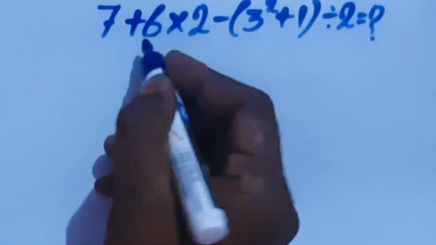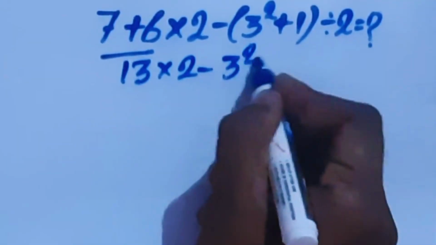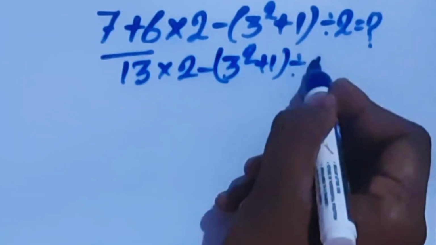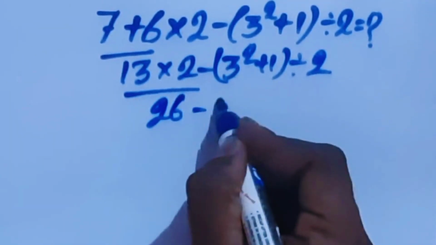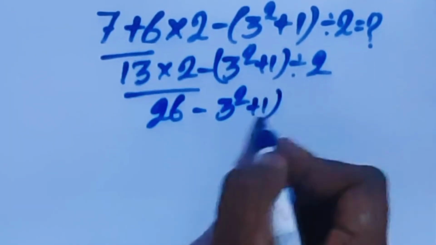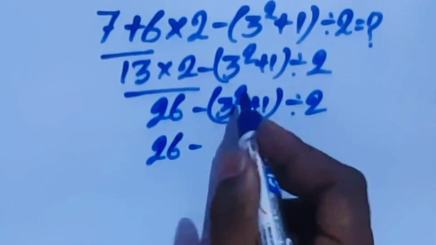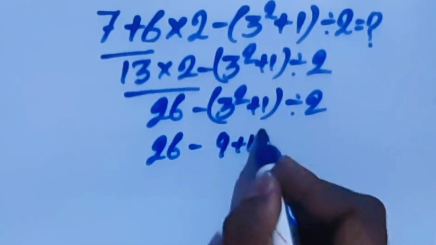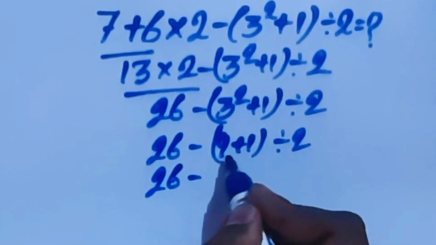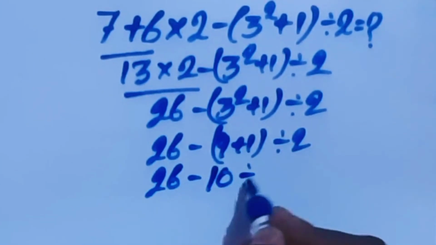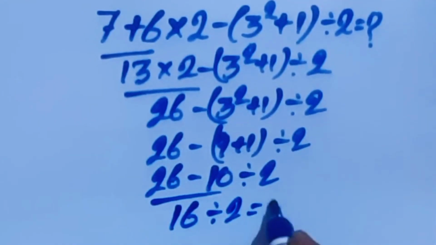Hi guys, here 7 plus 6 is 13, times 2 minus 3 square plus 1 in bracket, divided by 2. Here 13 times 2 is 26, minus 3 square plus 1 in bracket, divided by 2. Here 26 minus 3 square is 9, plus 1 in bracket, divided by 2. Here 26 minus this 9 plus 1 is 10, divided by 2. Here 26 minus 10 is 16, divided by 2 is 8, which is the wrong answer.